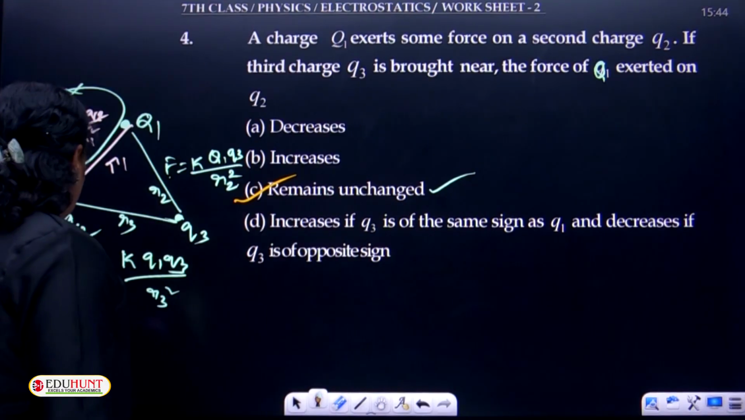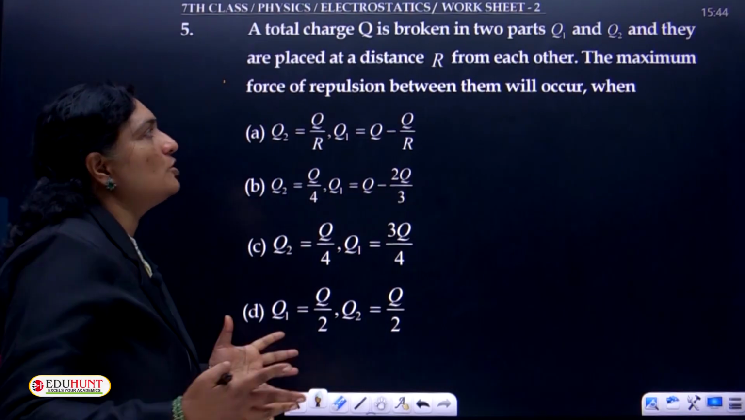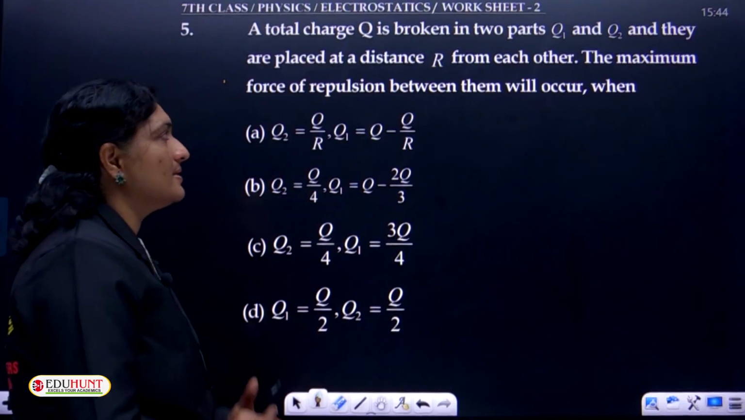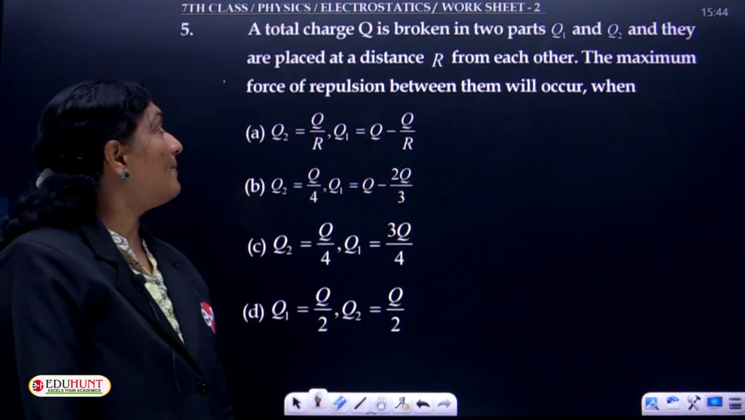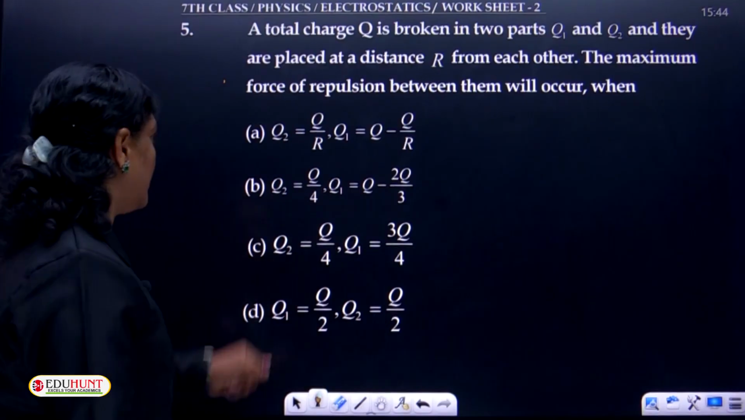So, moving to the next question, children. Question number 5. A charge Q is broken into two parts. One is Q1, the other is Q2, and they are placed at a distance R from each other. The maximum force of repulsion between them will occur when the given condition holds.